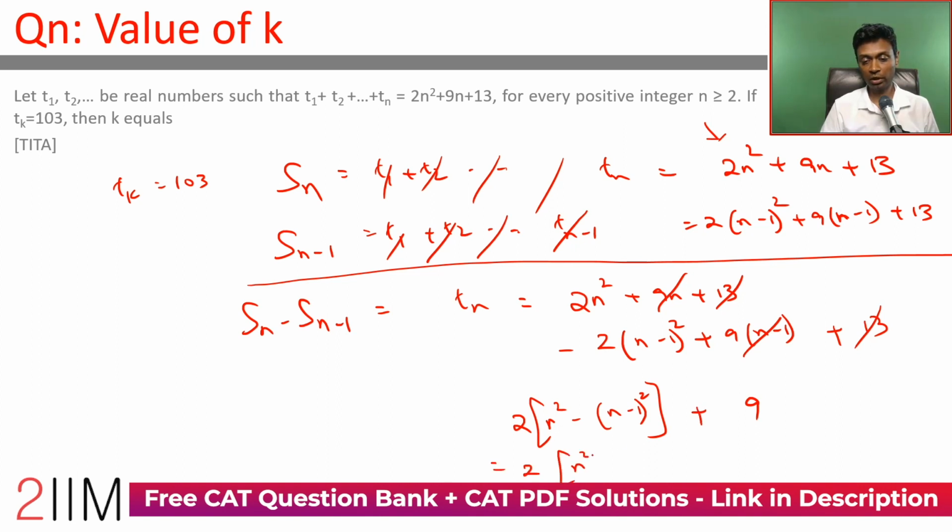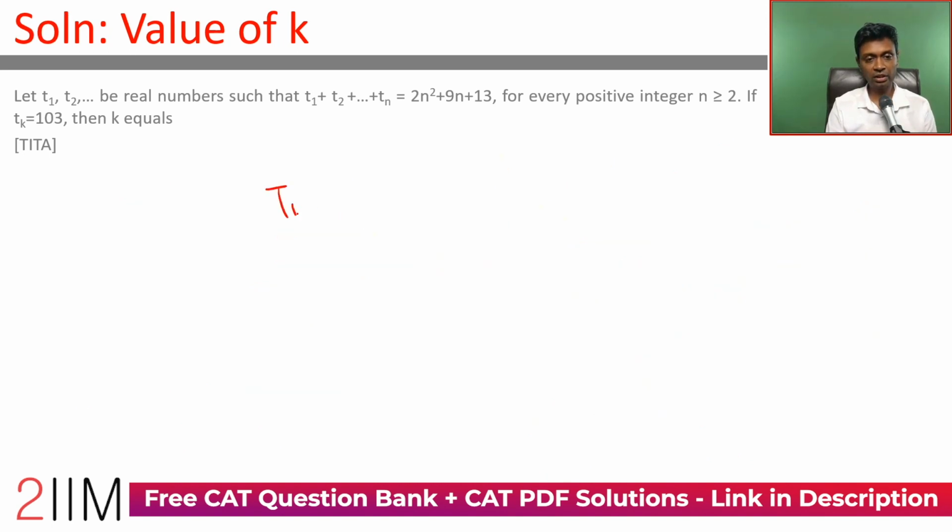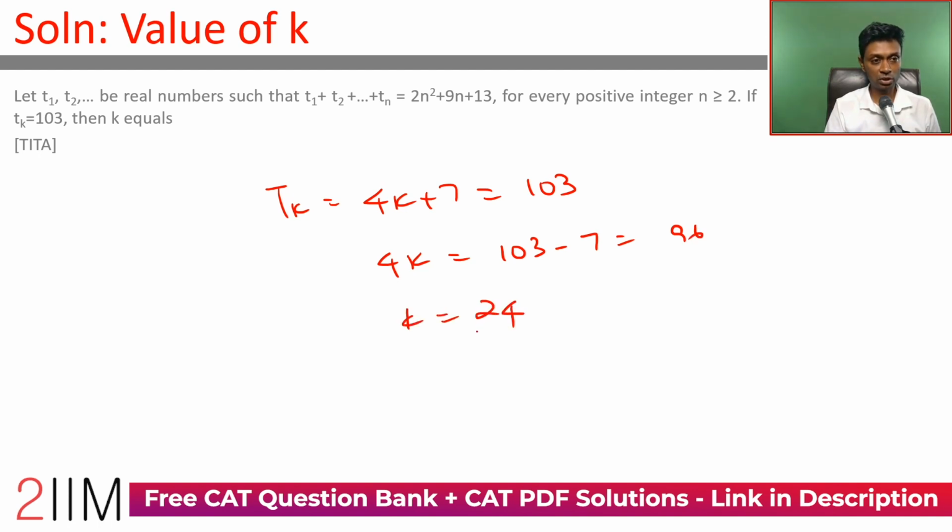It's 2 times n square minus n square plus 2n minus 1 plus 9. For the nth term, the n square part disappears. 4n minus 2 plus 9, which is 4n plus 7. Tk equals 103. Tk should be 4k plus 7. That is equal to 103. Or 4k is 103 minus 7, which is 96. K is 24. The 24th term is 103.